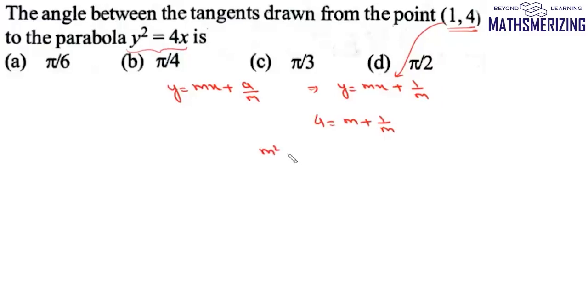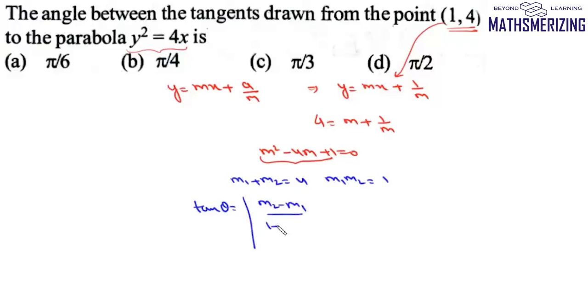So we can write this equation as m squared minus 4m plus 1 equals 0. Now it's a quadratic equation in m. So what is the sum of roots? The sum of roots in this case is 4. And what is the product of roots? m1 m2 is simply 1. Now we need to find the angle between these two tangents. So the angle between lines is given by m2 minus m1 upon 1 plus m1 m2. First we'll find m2 minus m1. So m2 minus m1 is the square root of (m1 plus m2) whole squared minus 4 m1 m2.